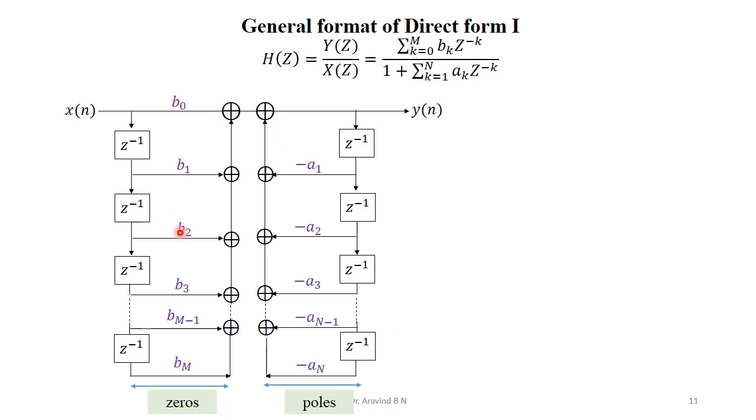So in the first part, that is the zeros realization, we get b0, b1, b2, b3, up to bm minus 1 and bm. On the other part, that is the poles realization, we get minus a1, minus a2, minus a3, then up to minus an minus 1, then minus an. So this is the generalized realization of direct form 1.